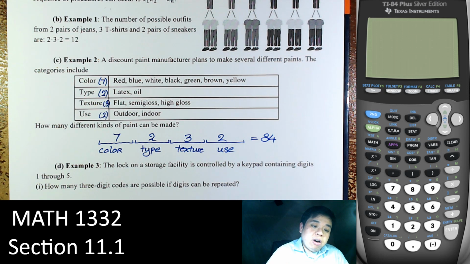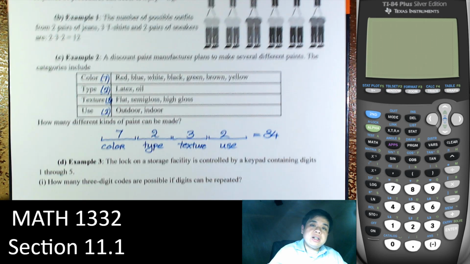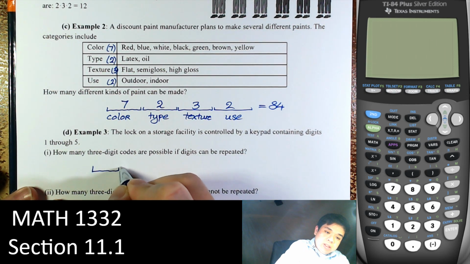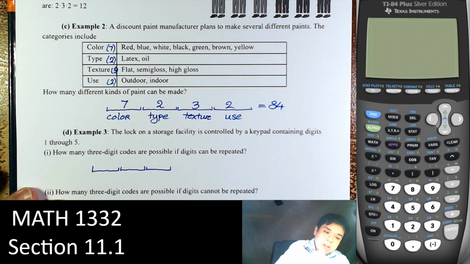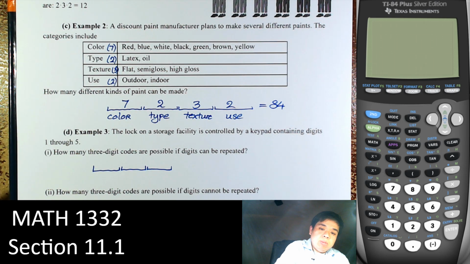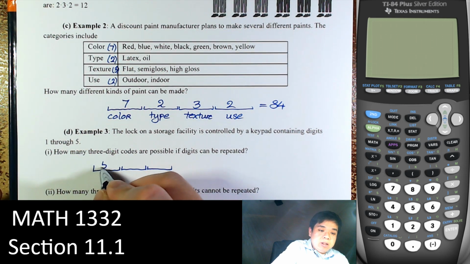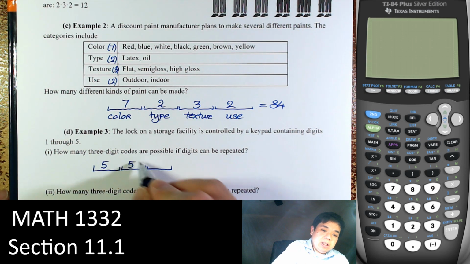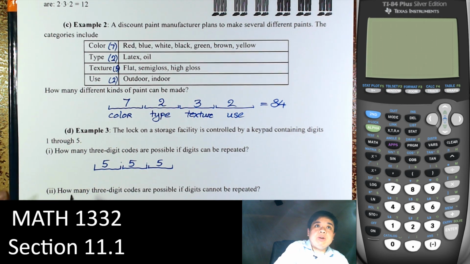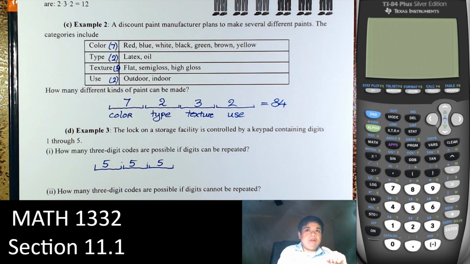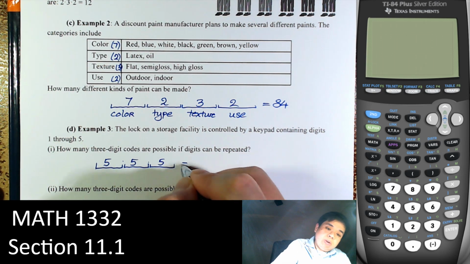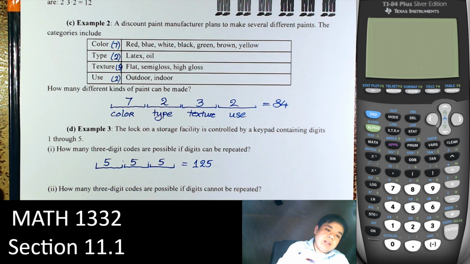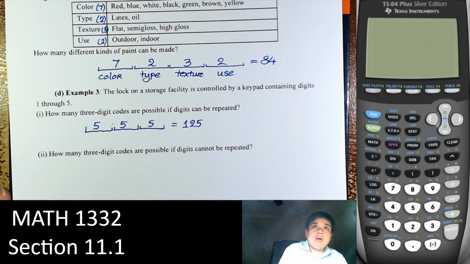Next, the lock on the storage facility is controlled by a keypad containing 3 digits from 1 to 5. How many 3-digit codes are possible if the digits can be repeated? So there are 3 digits, and we can go from 1 to 5, so there are 5 options. And the number can be repeated. So that's 5 times 5 times 5. 5 for the first number, 5 for the second number, and 5 options for the last one. So that's a total of 125 different ways to choose the codes.